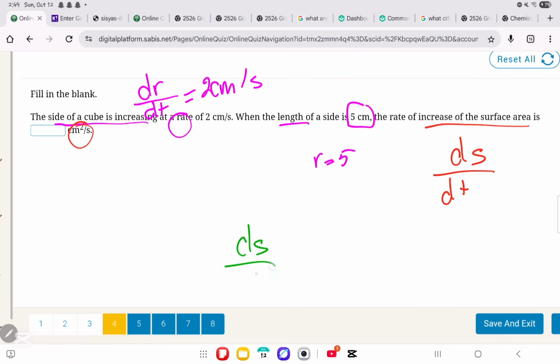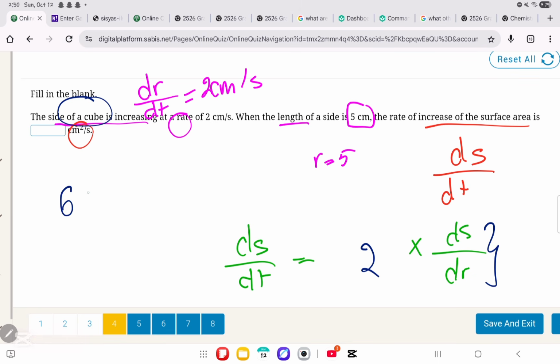We know that ds over dt is equal to dr over dt times ds over dr. This is after many times of practice. You should have this memorized. We have dr over dt to be 2 centimeters per second. ds over dr is the derivative of the surface area. So what's the surface area of a cube? You should have this memorized. It's 6 side squared, okay?